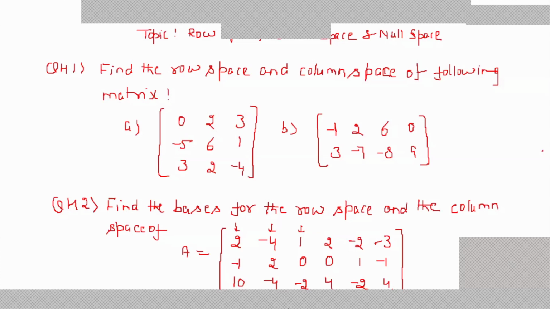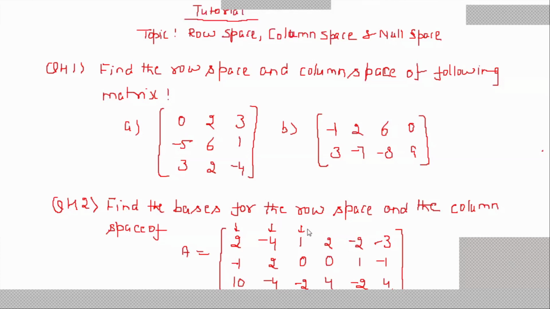Convert into row reduced echelon form first. You know what the row reduced echelon form is? Yes. Convert this so that the diagonal entries are 1 and convert it into upper triangular form.